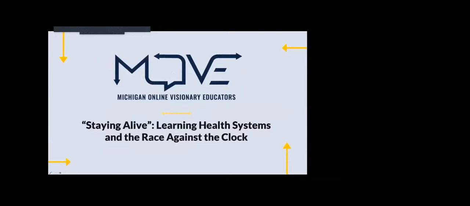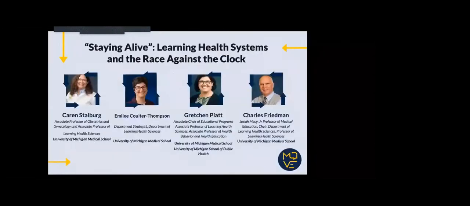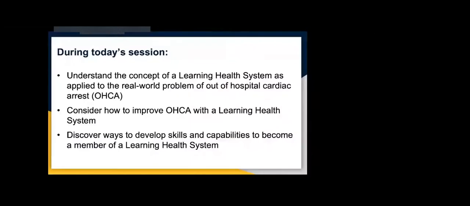So we're really glad that everybody can be here with us today to think about what it means to be a learning health system and how that can be applied to really sticky and wicked problems that we have in healthcare. We've already gotten the introductions out of the way, if you will. And so I wanted to just share quickly what we're going to try to accomplish during our session today. So we want to make sure that we're clear in explaining so that you can understand the concept of a learning health system, particularly applied to the real world problem of out-of-hospital cardiac arrest. We want to learn about how learning health systems can actually help and improve and address this really important problem. And then talk about ways that you yourself might be able to develop skills or competencies or capabilities within a learning health system.